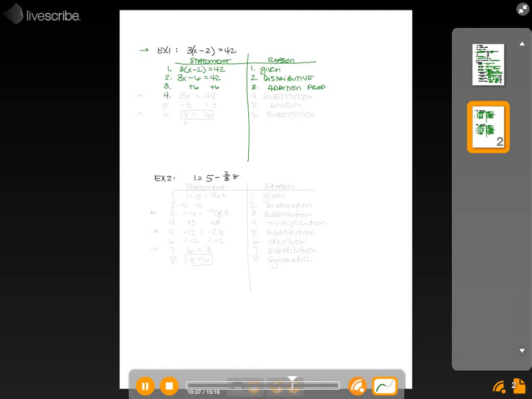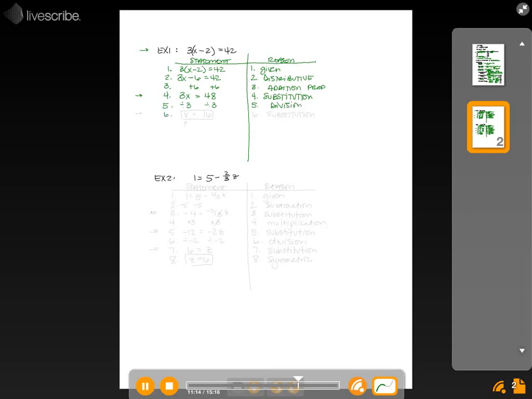Now we're going to rewrite our problem, and we get 3x equals 48. Now this step can be confusing. We are rewriting that problem, and whenever we rewrite, it's going to be substitution. Okay? Anytime we rewrite that problem, it's substitution. Step 5 now is going to be to divide both sides by 3. We're doing it to both sides, so our reason is division.